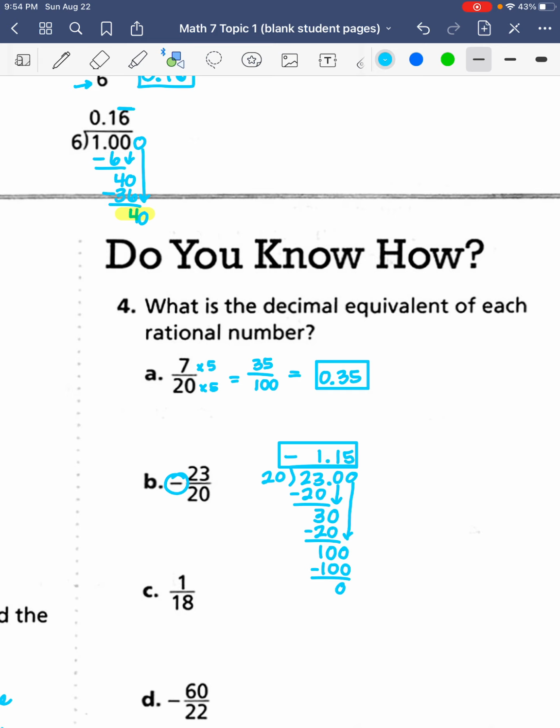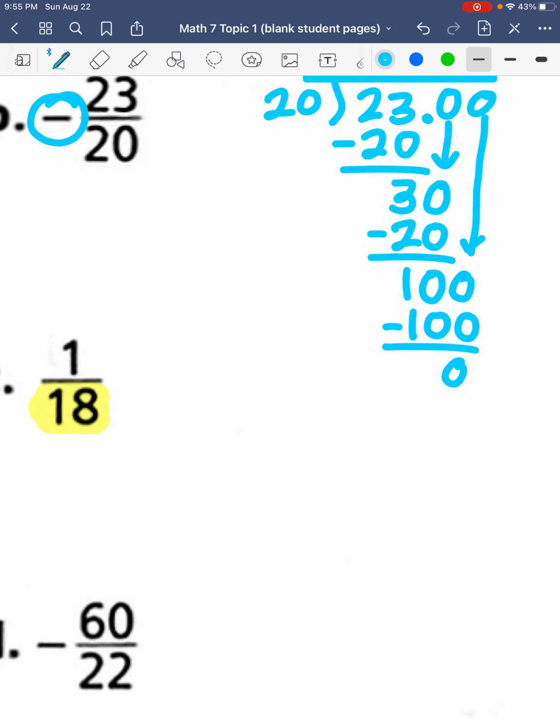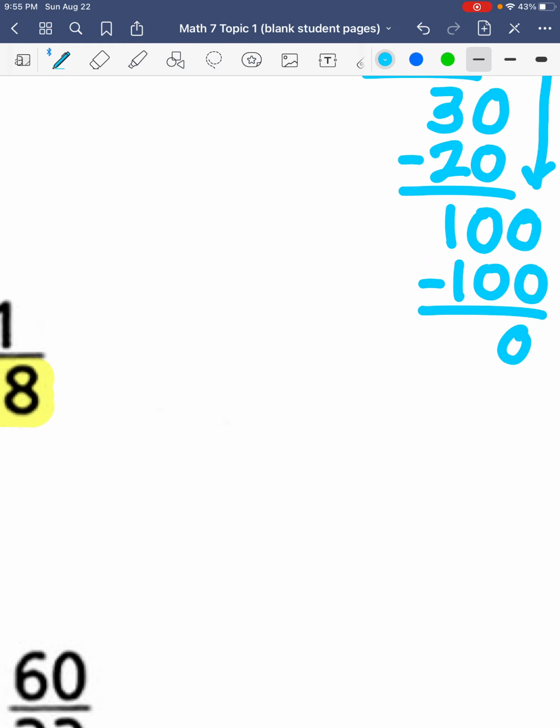Okay. C, I have 1/18. Okay, now when I look at this, I see that I've got a multiple of 3 on the bottom. Because it's a multiple of 3, I have an inkling that this is going to be a repeating decimal, but let's use long division to find out. So, remember, our bottom number goes outside, top number inside. 18, it doesn't go into 1, so I'm going to go ahead and add a decimal and a 0.